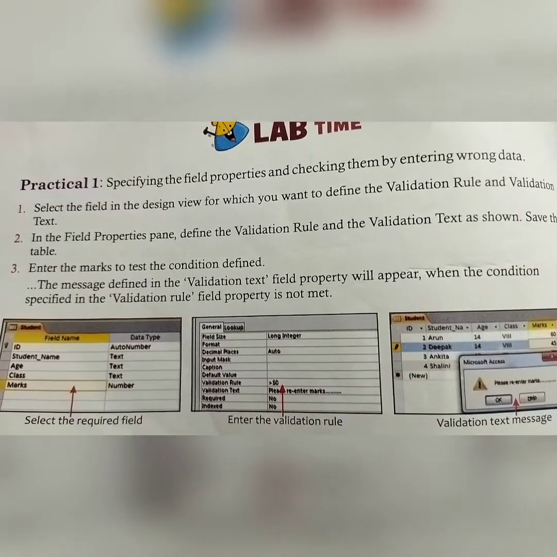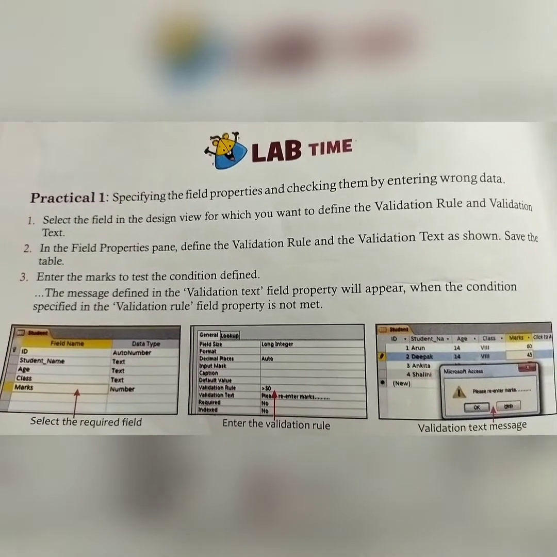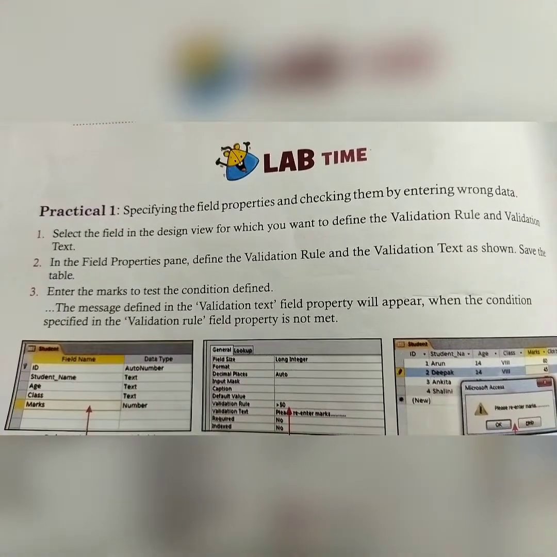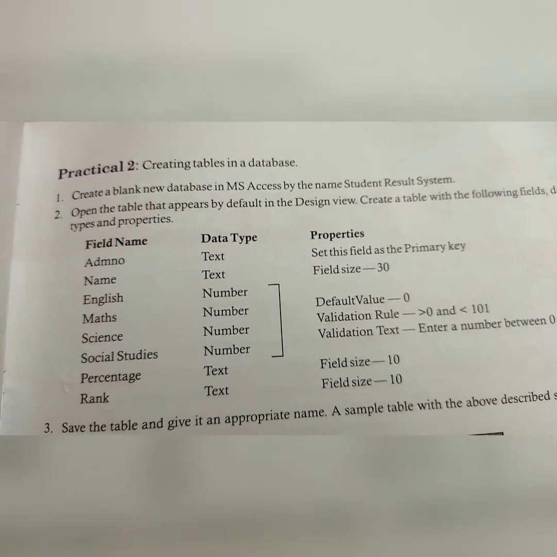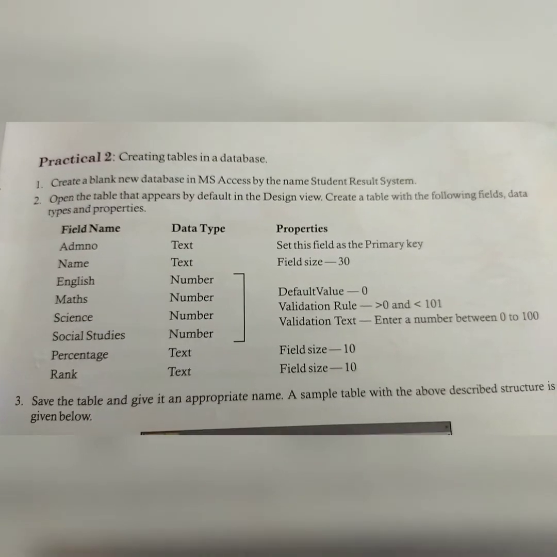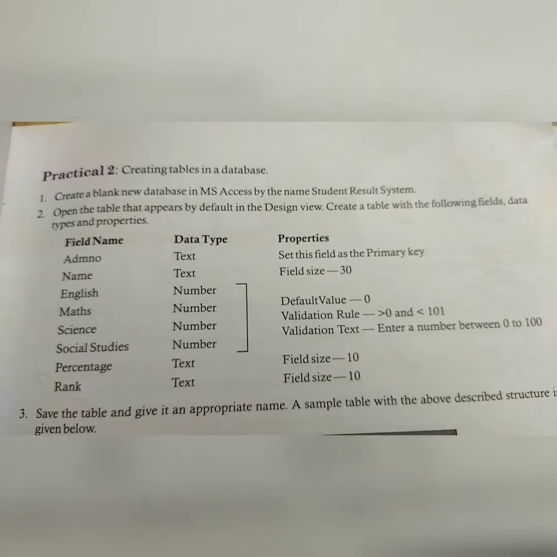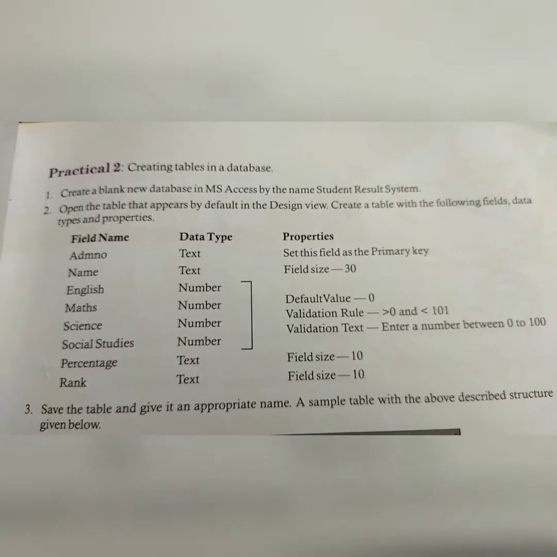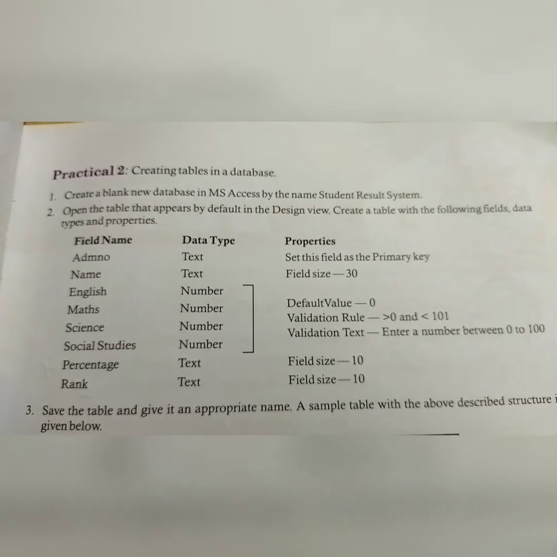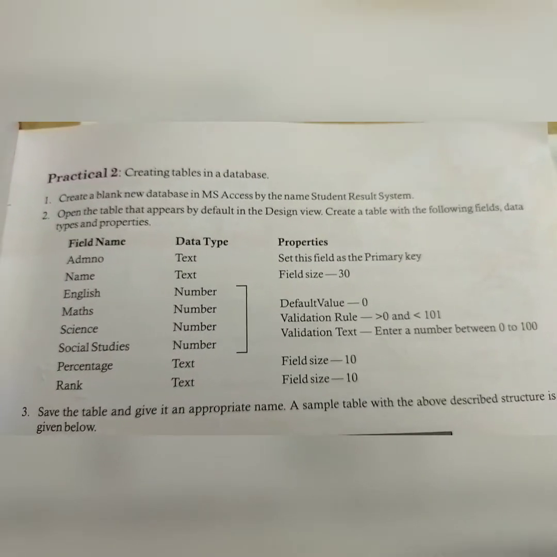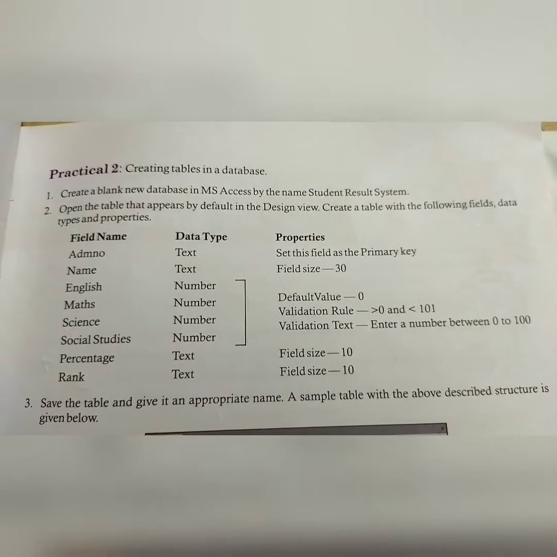So this is the selected record required field. Then I enter the validation rule. After that, the validation text you will enter. So this is practical number 1. Second practical is creating data tables in a database. So create a blank new database first of all in MS Access by the name Student Result System. Then open the table that appears by default in the design view. Create a table with the following field names, data types and properties.